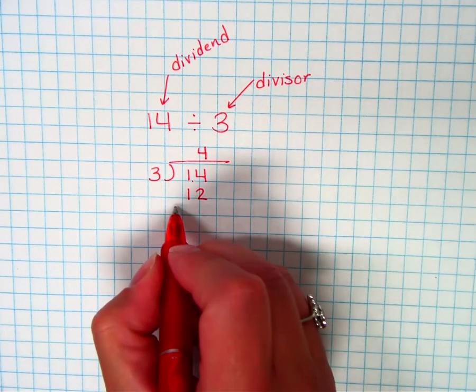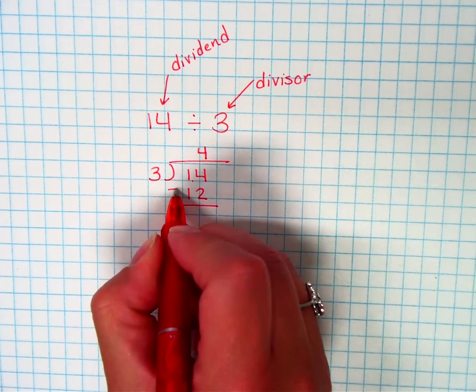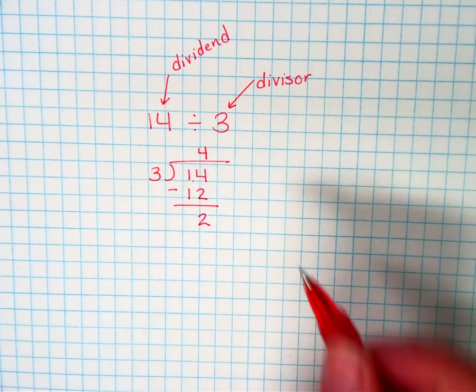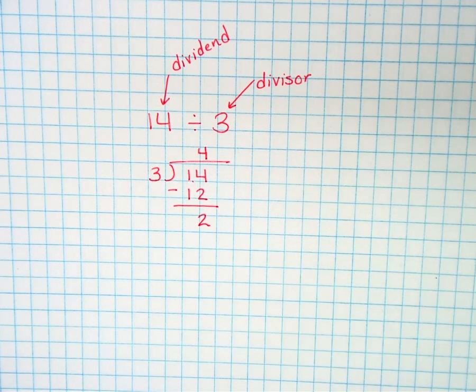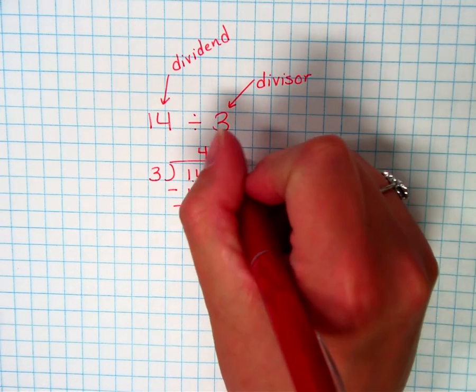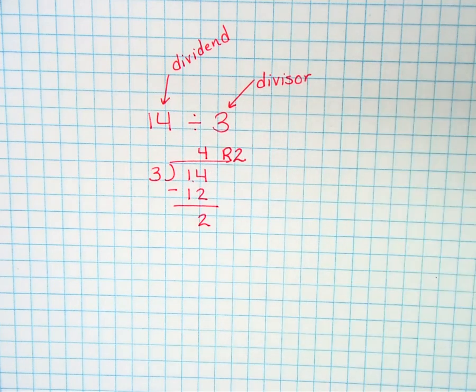And then what do we do with those numbers? Subtract them and we're left with 2. Now we check to see if 3 can go into 2. Does it go into 2? No. So if we were in elementary school, we'd stop here. We'd say 4 with a remainder of 2. And then eventually you put some decimal points in there and you added some zeros and did that sort of stuff.